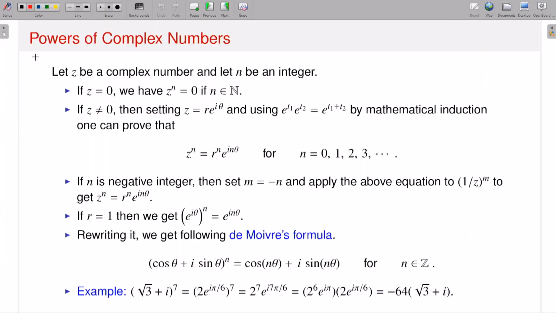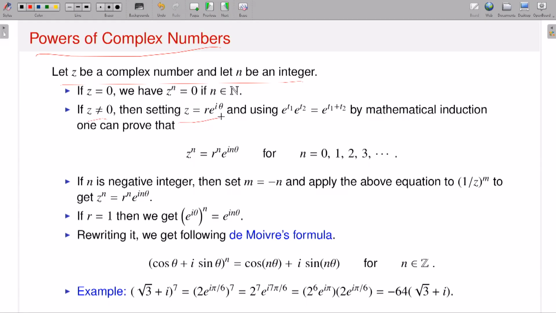Now I will come back to the power of a complex number. Given a complex number z, if it is of the exponential form r e to the i theta, then you can easily calculate the power of the complex number. So let z be a complex number, n an integer. If z is 0, of course, any power z to the n is 0.